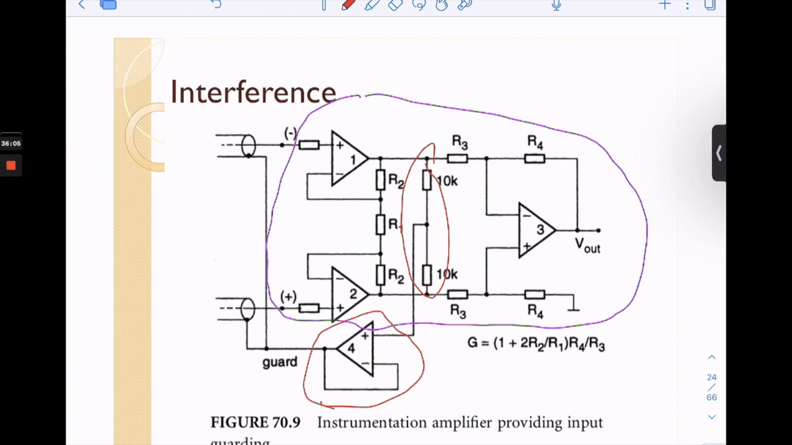So the buffered common mode signal at the output of the op amp can be used here, can be used as a guard voltage to reduce the effects of cable capacitance and leakage. Okay, so when it detects some common mode signals, it will give back to this op amp, and we give back to this input, so that it will cancel out each other.